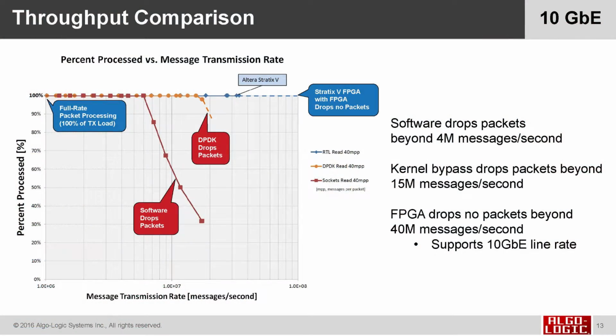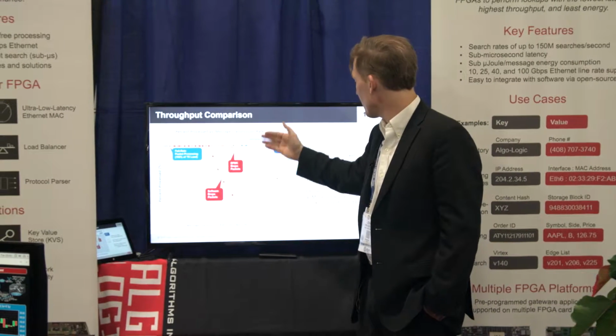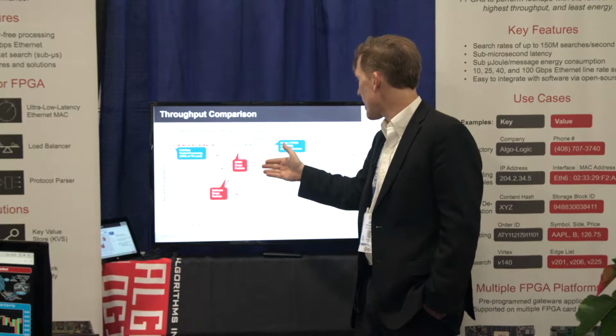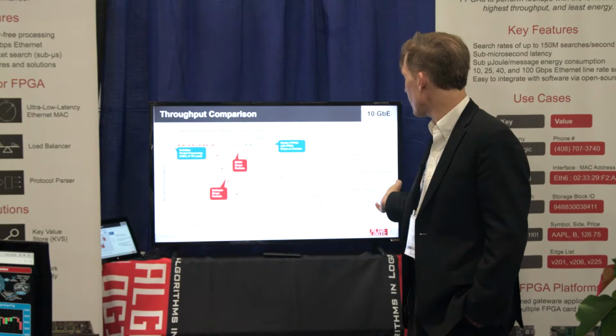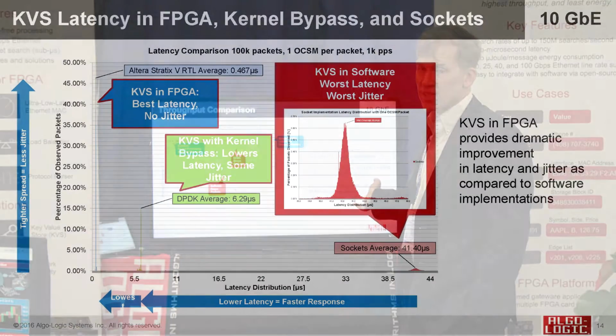The FPGA, however, is a little bit different. The hardware data path has been engineered to take line rate data, so it doesn't drop packets. It's able to keep up with the full line rate, 100% up until you're sending data in as fast as it can go. Fully loaded, the FPGA can process packets, and for this application we can go up to 40 million messages per second on a 10 gig link and still not have any packet loss.